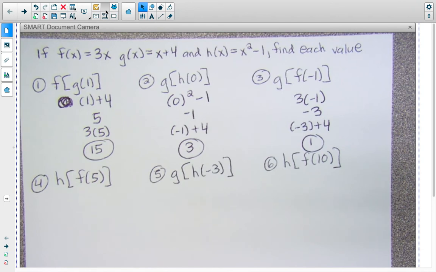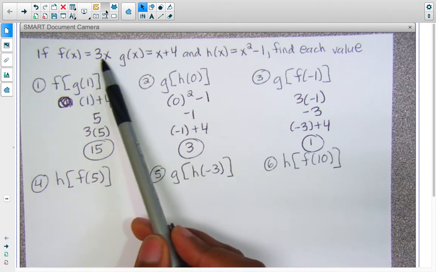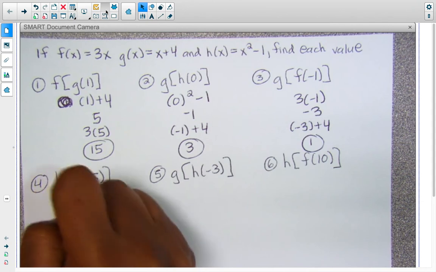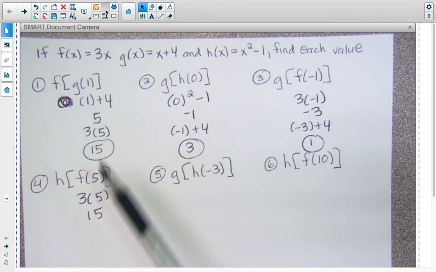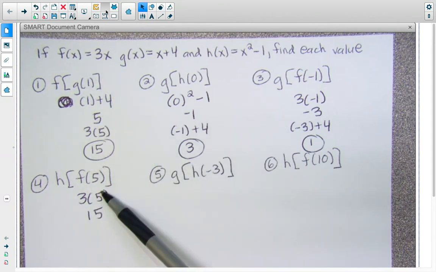So for all of these, we'll be getting numbers back, which is fine. Number 4, take 5 and substitute it into f, and then take that number and substitute it into h. So if I take the number 5 and substitute it into f up here, and the more of these you do, you won't have to do this first initial step that I do. I'm just showing you that I'm using the f function, which is 3 times x.